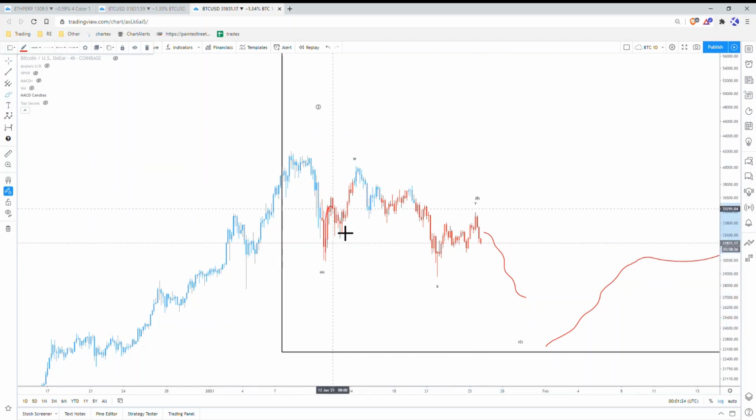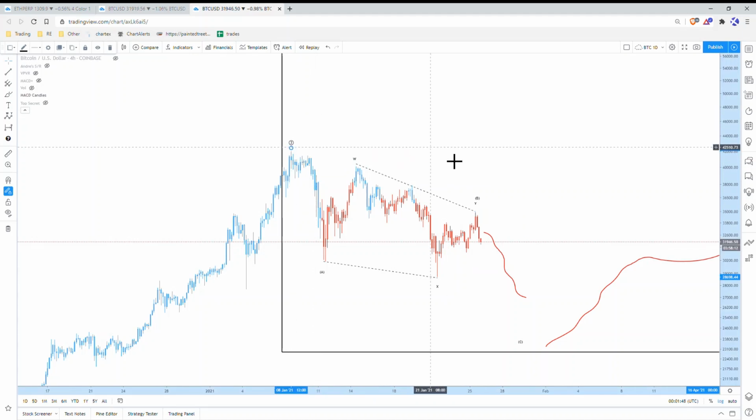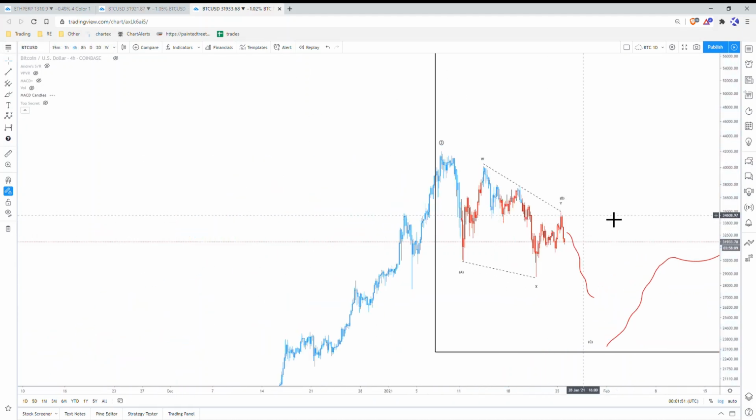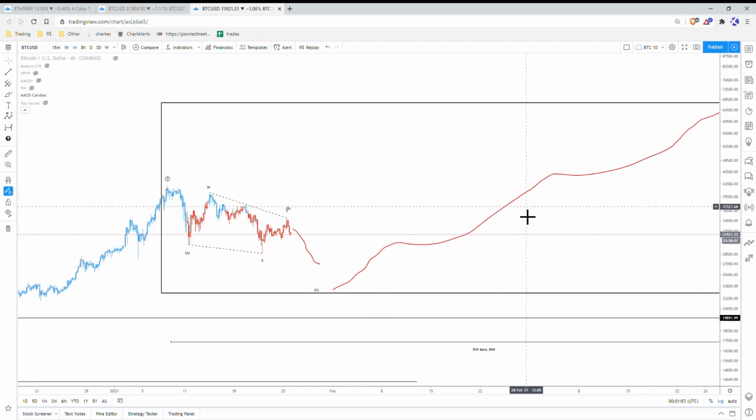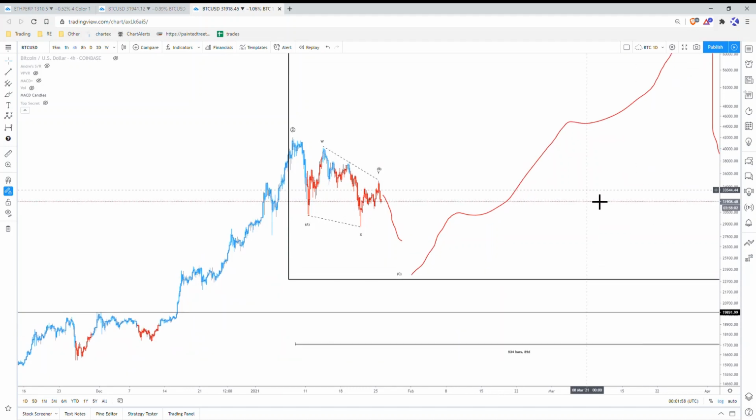We got 3 waves up, 1, 2, 3. We got 3 waves down, 1, 2, 3. We got 3 waves up, 1, 2, 3. So W, X, Y. So we've got a flat like this, A, B, C. And that would make this our 3 waves. And we're putting some kind of massive 4 in right here. And this would just be the A of that 4.